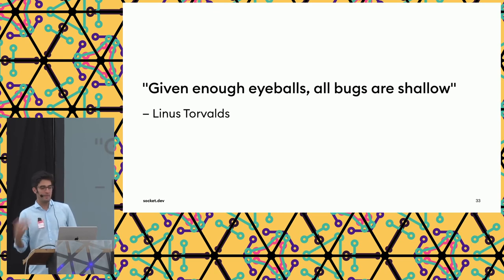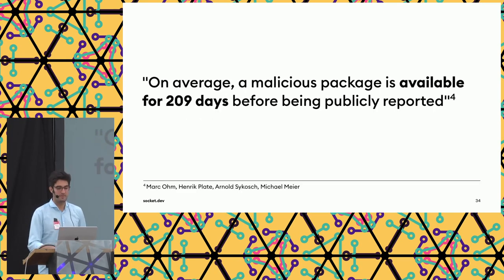So you might think, okay, I don't have to read the code. Someone else will read the code. We can rely on Linus's law, where, given enough eyeballs, all bugs are shallow. You've probably heard this quote before. But the thing is, if everybody thinks like this, then nobody is actually going to read the code, and you end up with, in many instances, malware remaining undiscovered for hundreds of days. That's what was found in this 2020 paper that did an analysis of this. They found, on average, a malicious package is available for 209 days before it's been discovered and reported. So that's a long time before people are finding this stuff in the common case.